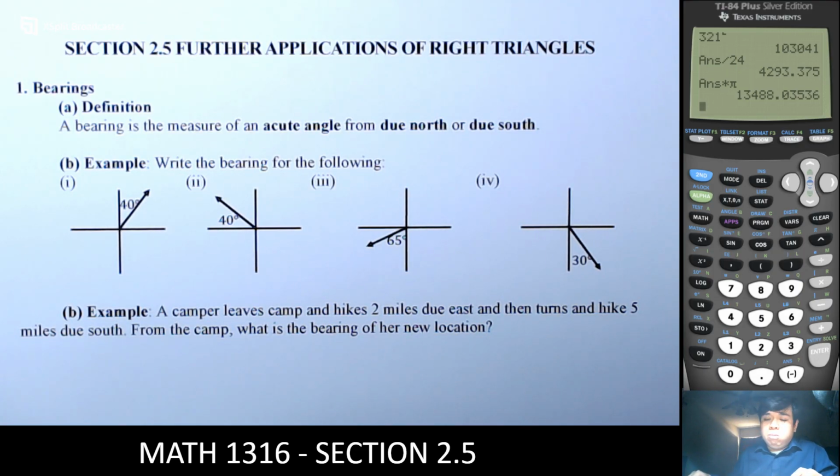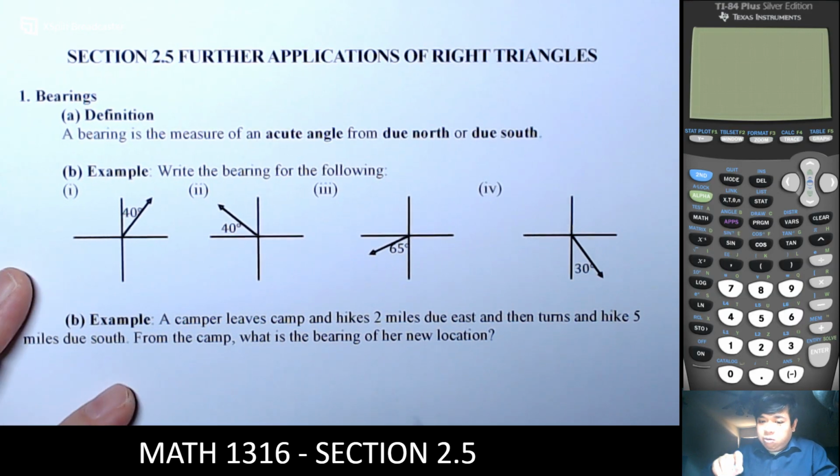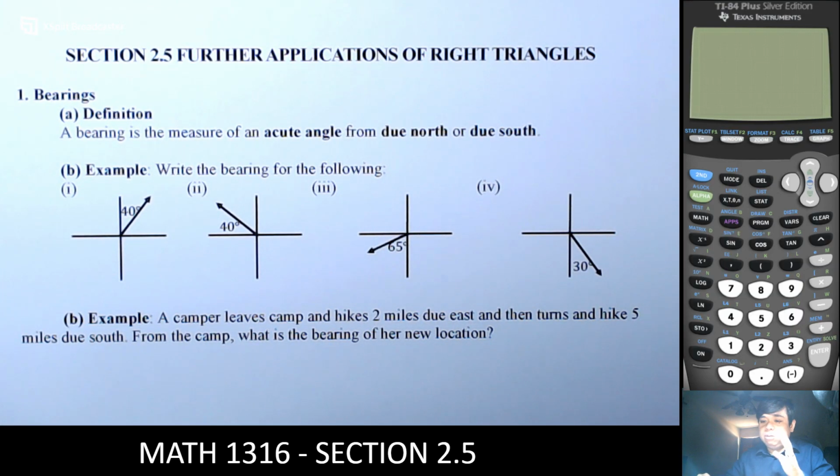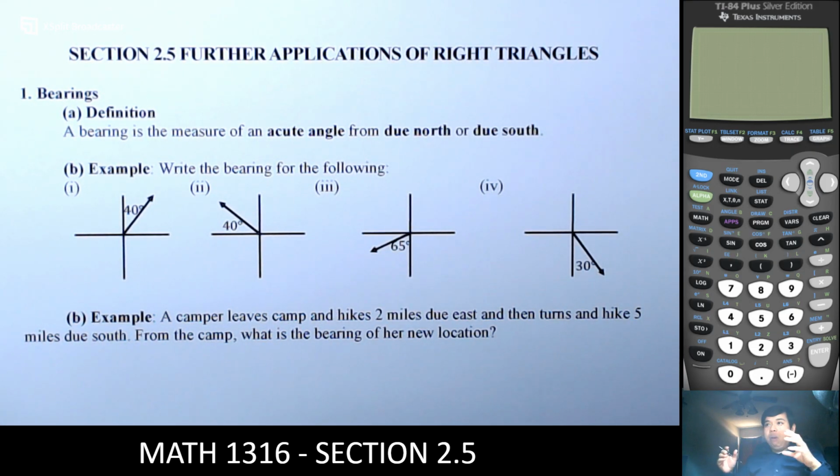There are different types of bearing, but the problem we have in the book defines the bearing based on north and south. There's another kind of bearing too. Usually if you travel on an airplane, you can look for where it is, and that will show the bearing, the direction where it goes.